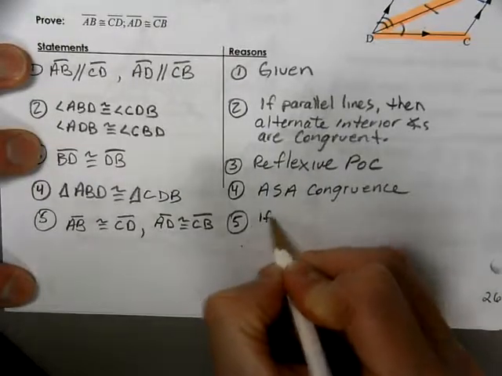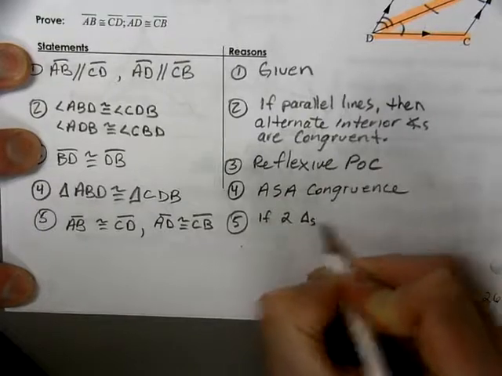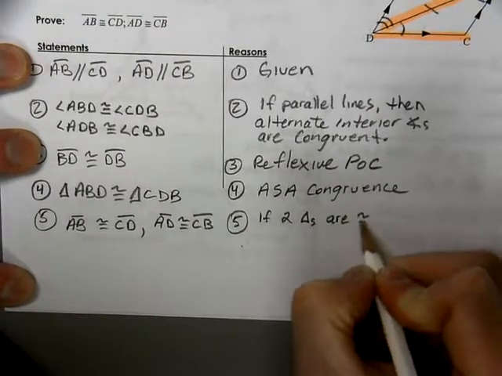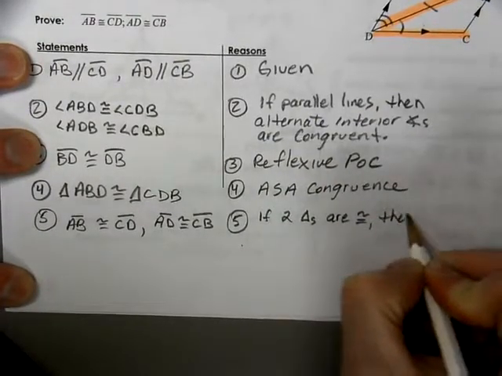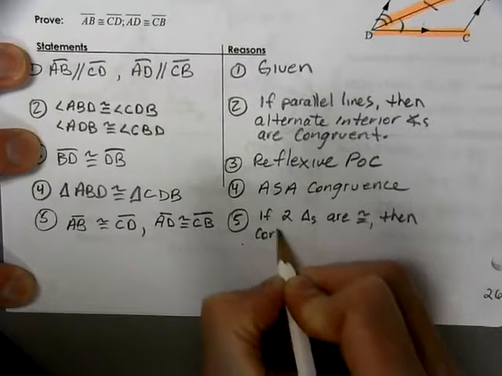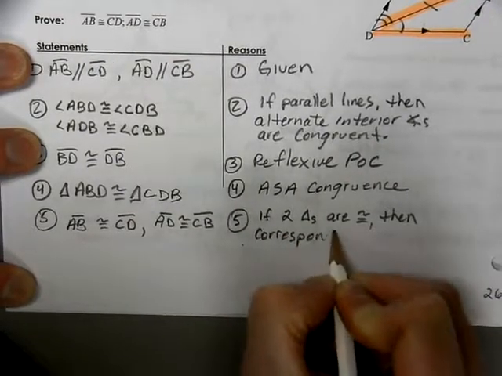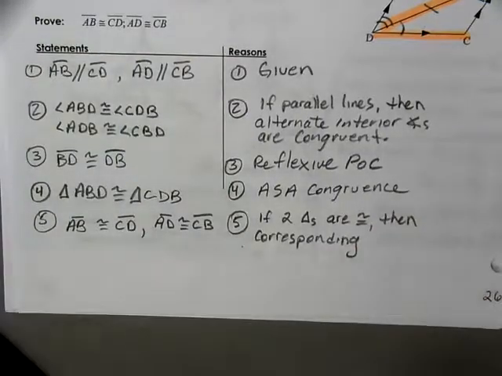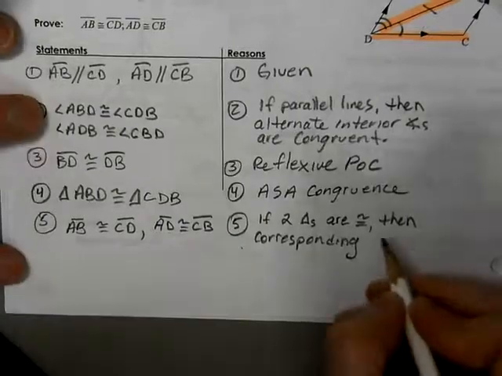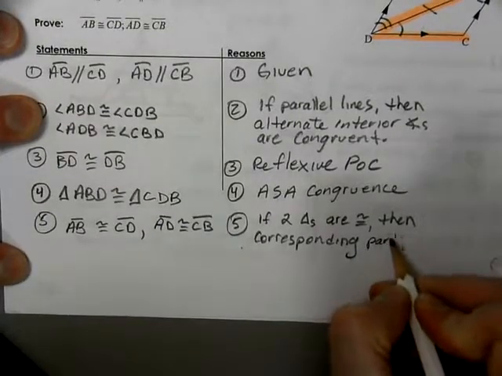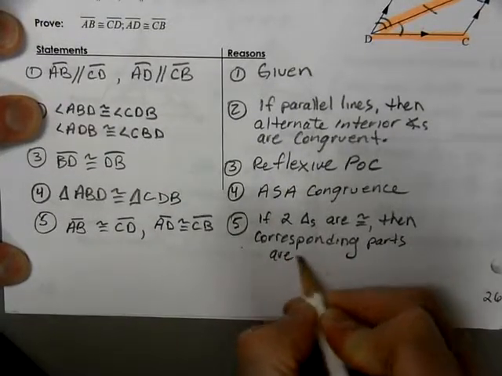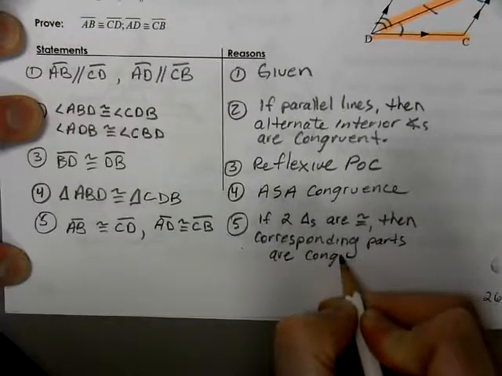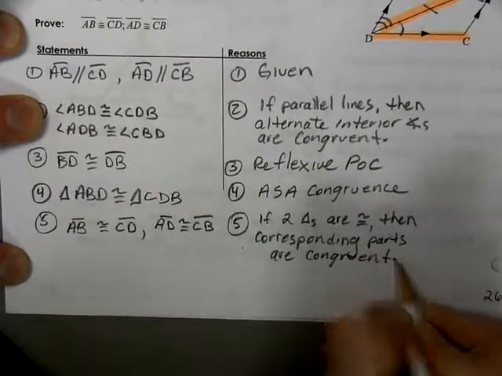So if 2 triangles are congruent, then corresponding, if you want to say corresponding segments, that would be fine because these are segments, but corresponding parts are congruent.